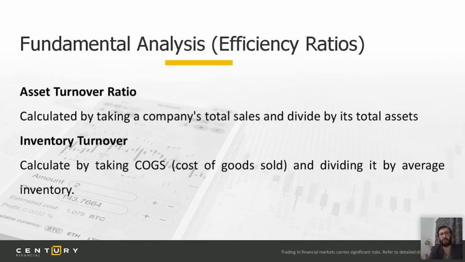Because it measures how many times the company has sold and replaced its inventory, a higher inventory turnover ratio in one company can be better than the other, because most of the time they have sold and then restocked, which means the sales are high. So this is the efficiency ratio.